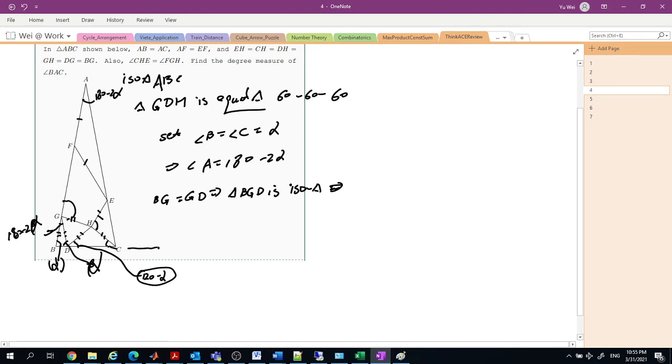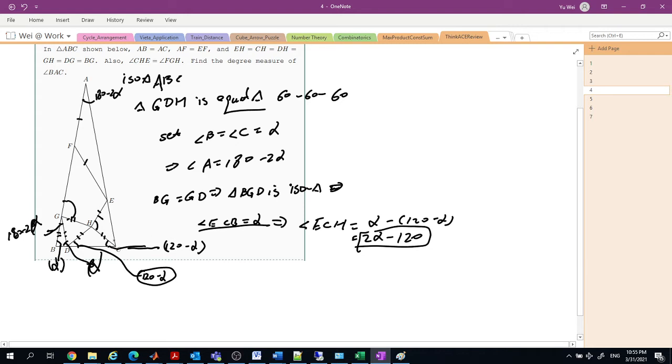And this is also an isosceles triangle, so 120 minus alpha. Because angle ECB is equal to alpha, we can get angle ECH is equal to alpha minus (120 minus alpha), which is 2 alpha minus 120. So this angle is 2 alpha minus 120, and this angle is 2 alpha minus 120, and this angle is equal to 180 minus 2 alpha.